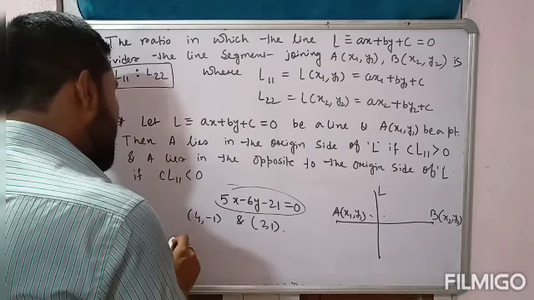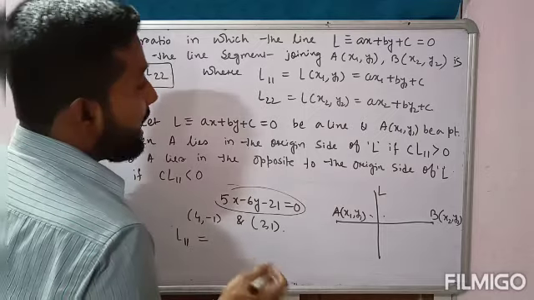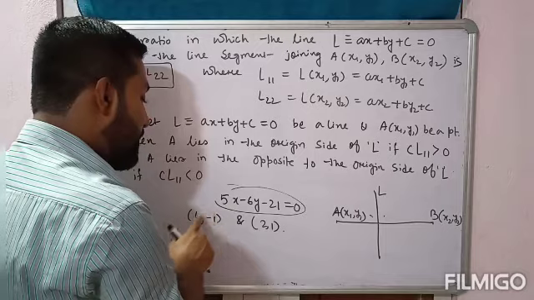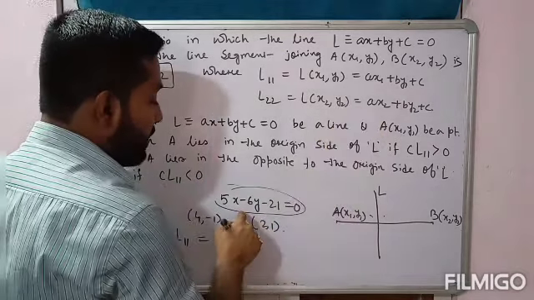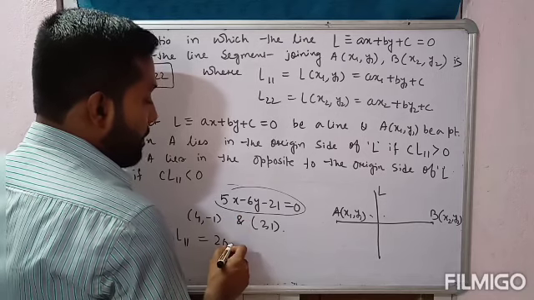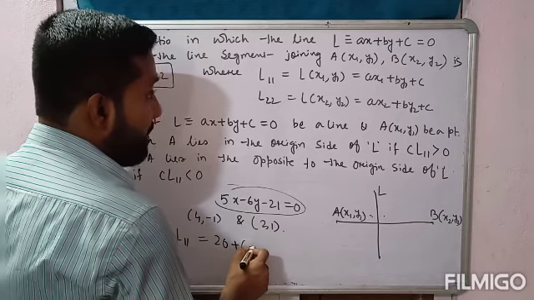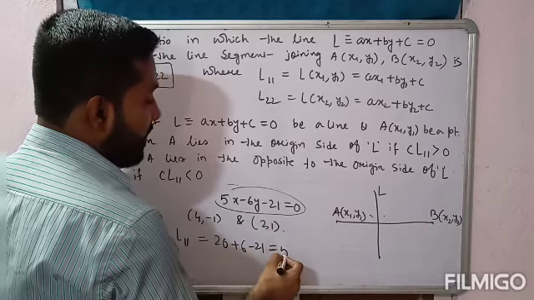Minus L11. So first of all you do one thing, first find out the value of L11. So L11 means what? A into x1. A means 5. 5 into 4, that is 20. Plus B into y1. B is minus 6. Minus 6 into minus 1, that is plus 6. Minus 21. So 26 minus 21, that is 5.